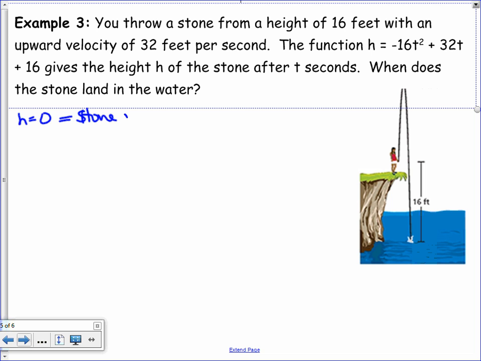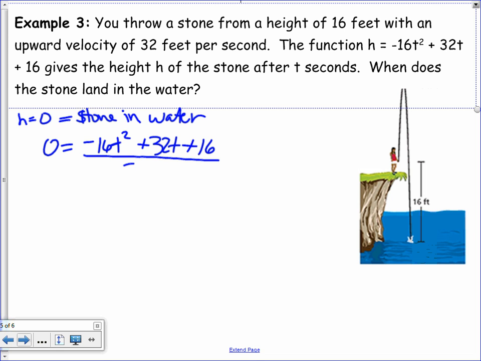So height equals 0, stone in water. Okay. So we're going to solve this for 0 equals negative 16t squared plus 32t plus 16. Now what we're going to do is divide each side by negative 16. Okay, because we need the coefficient of this t squared to be 1. Okay, so that's still going to be 0. t squared plus negative 2t plus negative 1.